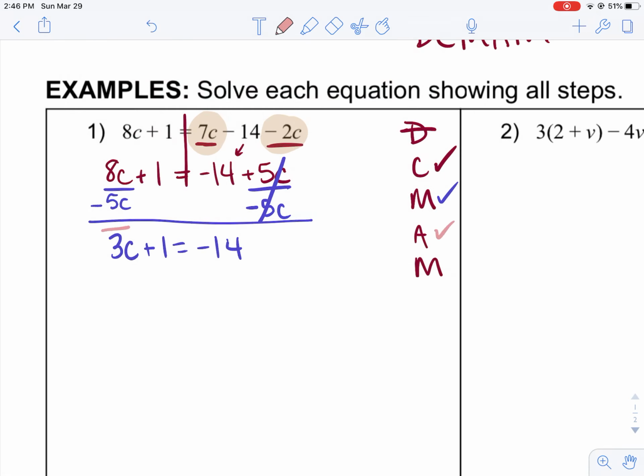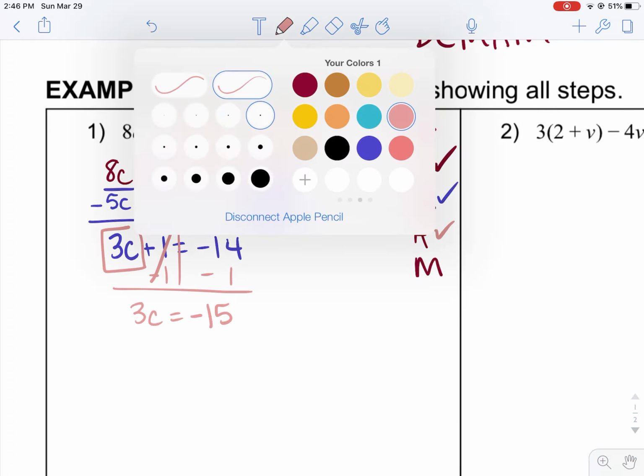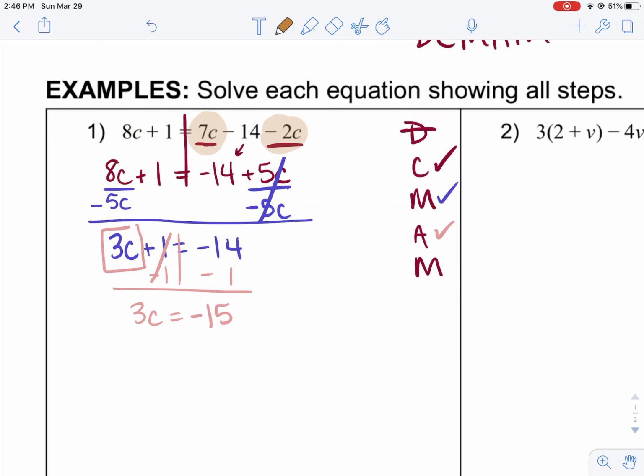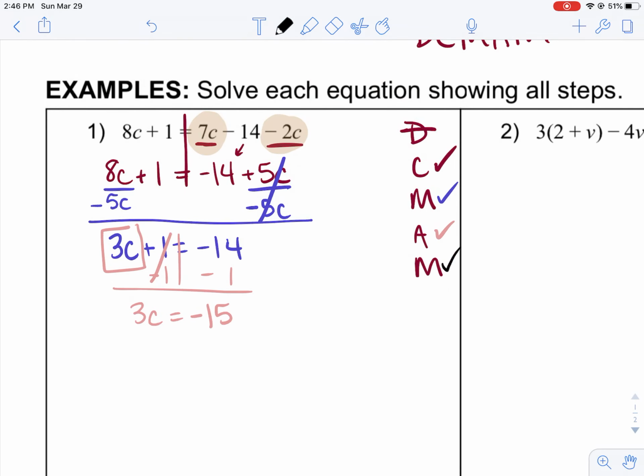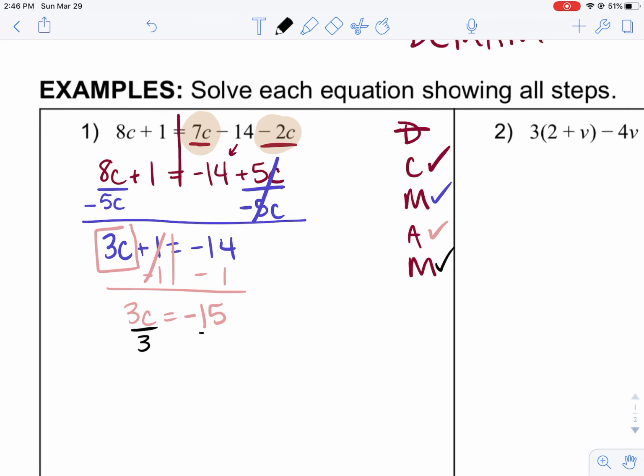Next, I'm going to add or subtract. So from the 3C, I'm going to move 1 to the other side. Remember, every time we change sides, we're doing the opposite. So 1 minus 1 cancels here. Negative 14 minus 1, you owe me $14, you owe me another dollar, so we put them together for more negatives, and we get negative 15. And then the last step is to divide both sides by 3, so C is negative 5.